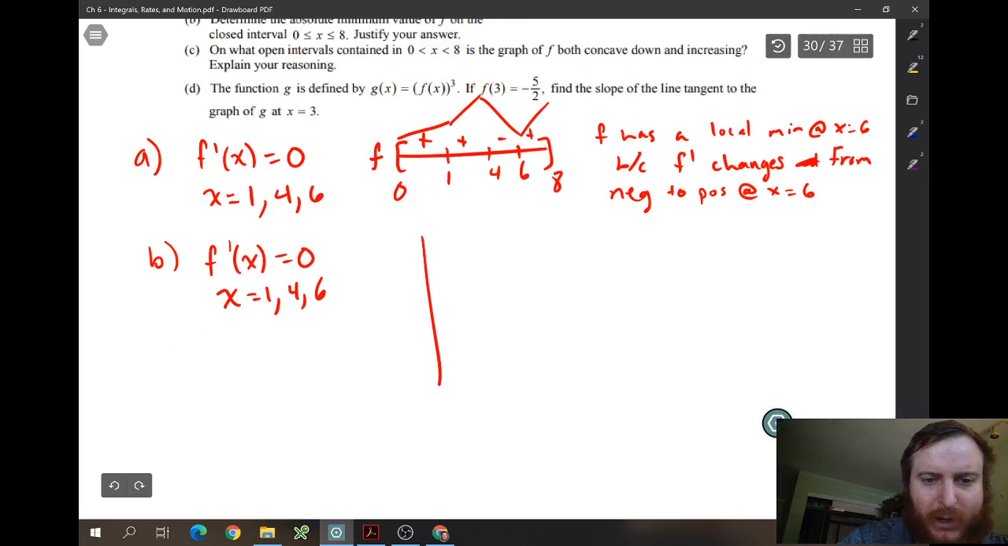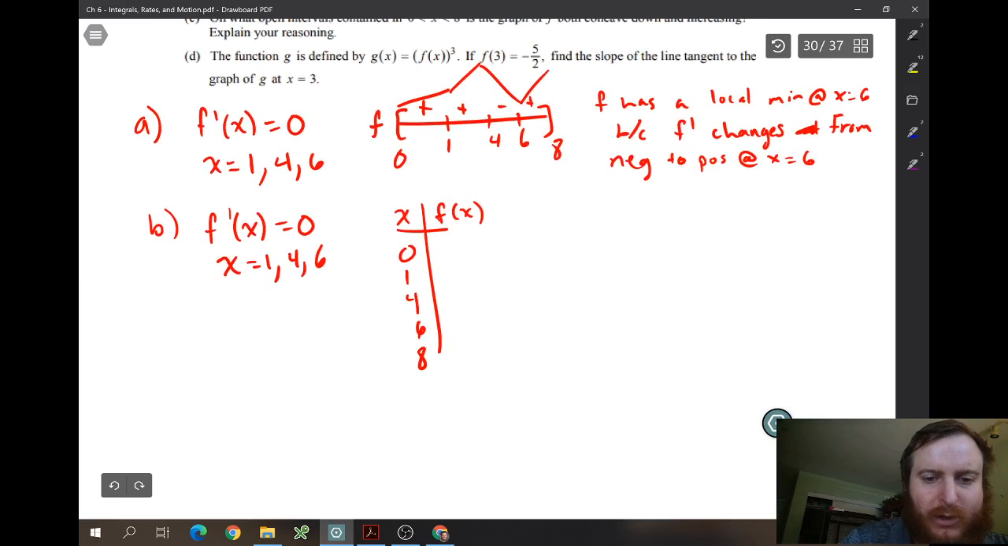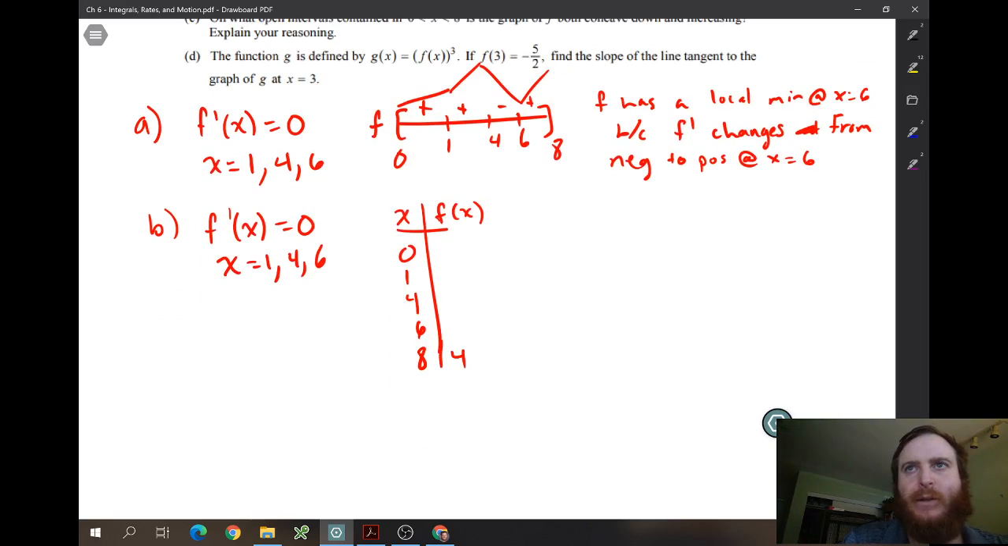Then from there, we're going to make a number line with x and f of x. So I'm going to put in my endpoints and then my critical points. They gave us that f of 8 was 4, so they actually started out with our last point. f of 8 was 4. And to get the rest of these, we're just going to write FTC.